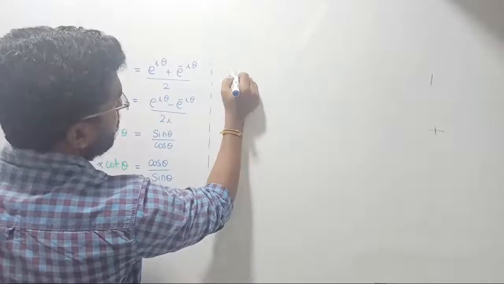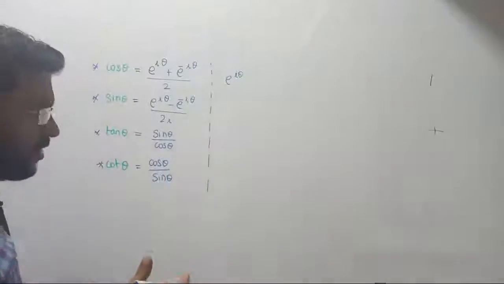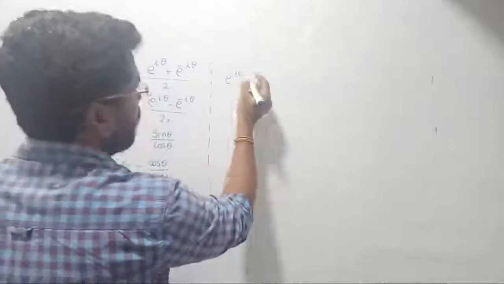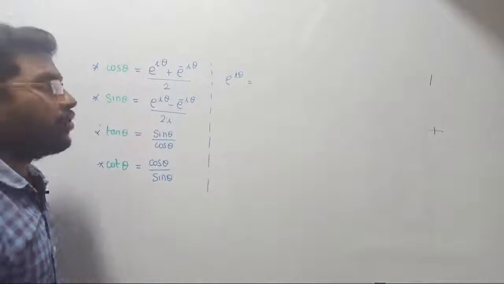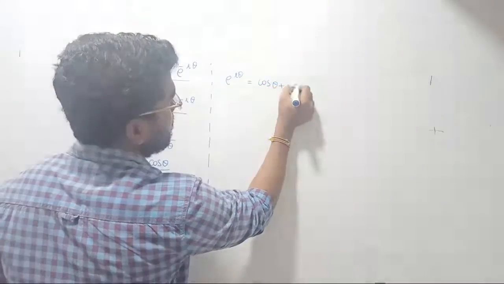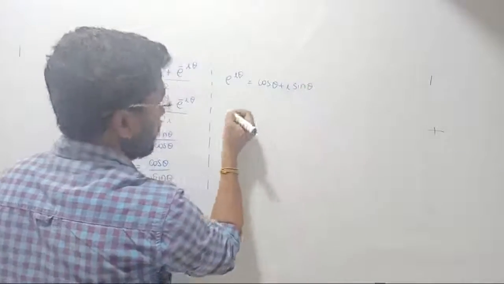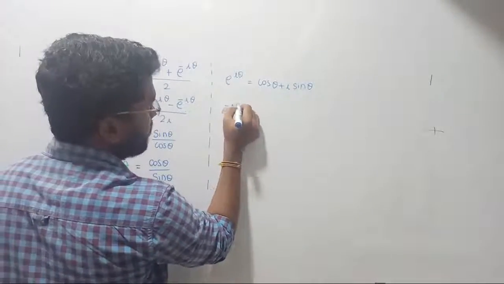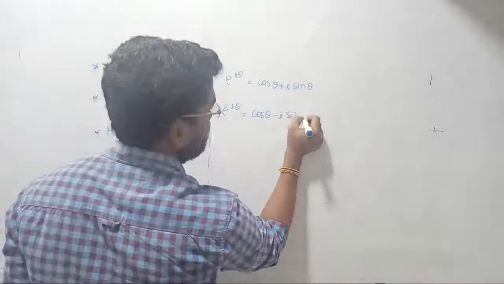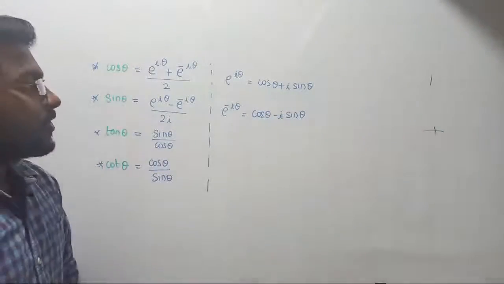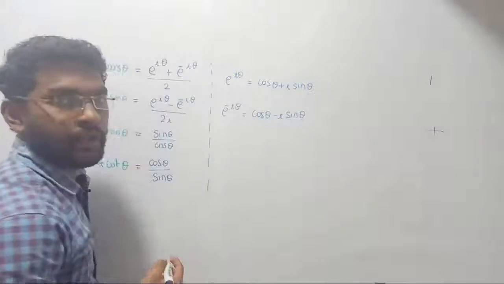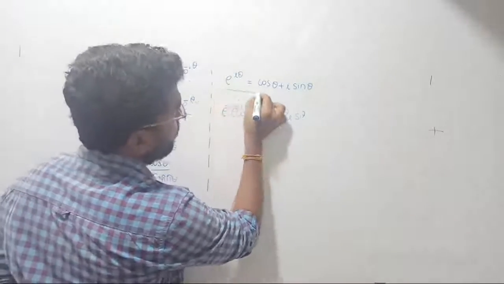We all know e power i theta. I know these things, I'm just recapping because it is required now. The Euler expansion of e power i theta can be written as cos theta plus i into sin theta. Yes, of course that is true. Similarly, e power minus i theta can be written as cos theta minus i into sin theta. So this is the Euler expansion.